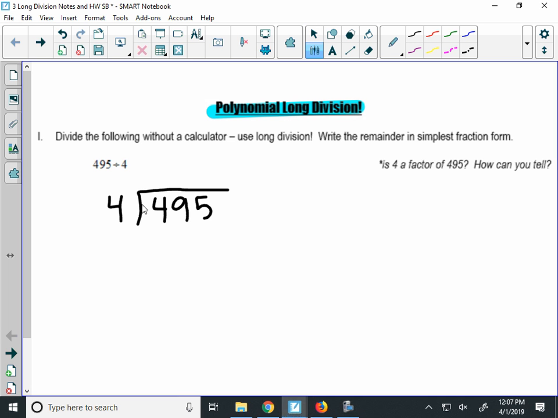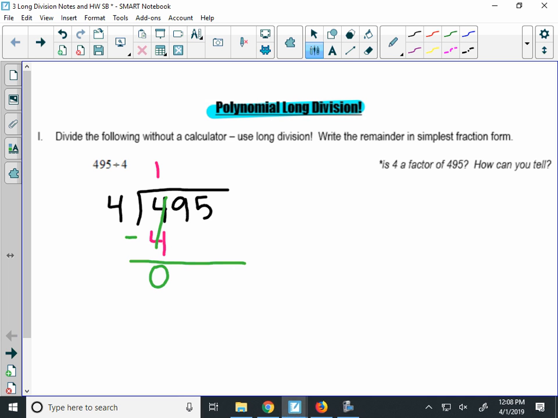You put the 4. You see how many times does 4 go into the first number, 4? 1. So you put a 1 up on the top. Now you take this 1 that you wrote on the top and multiply it by the divisor 4. 1 times 4 is 4. Now, what do you do with those 4s? You subtract them. So you put a minus sign, and 4 minus 4 always gives you 0. That should always cancel out.